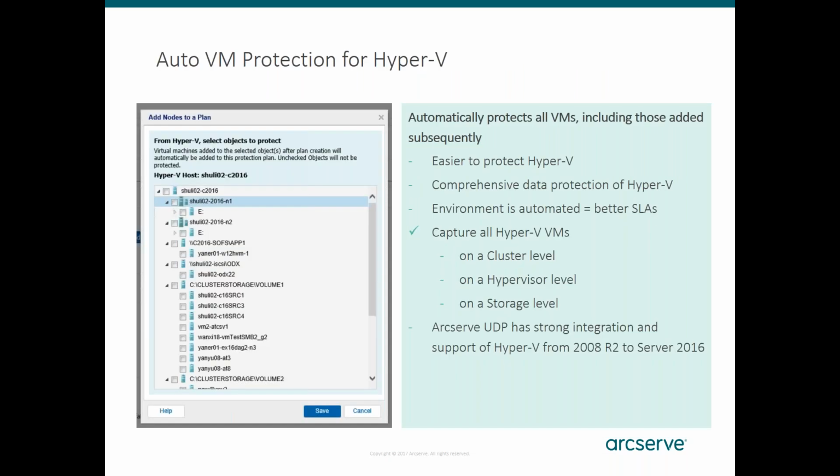Again, with the auto VM protection, we added this capability to VMware in update 1 for UDP 6.5, but in update 2, you can now do the same thing for Hyper-V VMs for agentless backup. You can basically select the parent folders containing the VMs in the various locations in your Hyper-V clusters or your Hyper-V hosts. And the idea is that any new VMs that get added will get auto backed up. Any VMs that get removed will get auto removed from the backup policy.